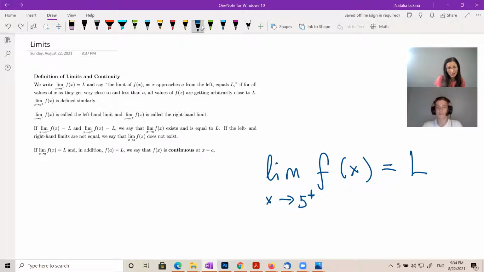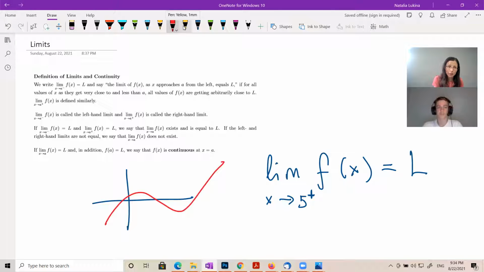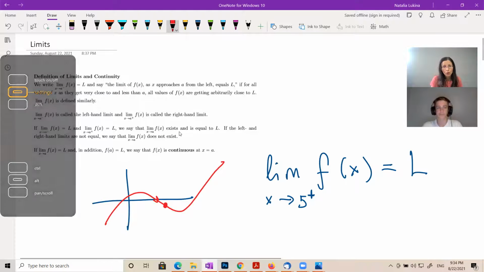So the basic example of the function that will have a limit is some curve like this. And for example, I want to find the limit at this point. Well, it exists because whether you go from the smaller values side from the left, or if you go from the right, you will still arrive to the same point.